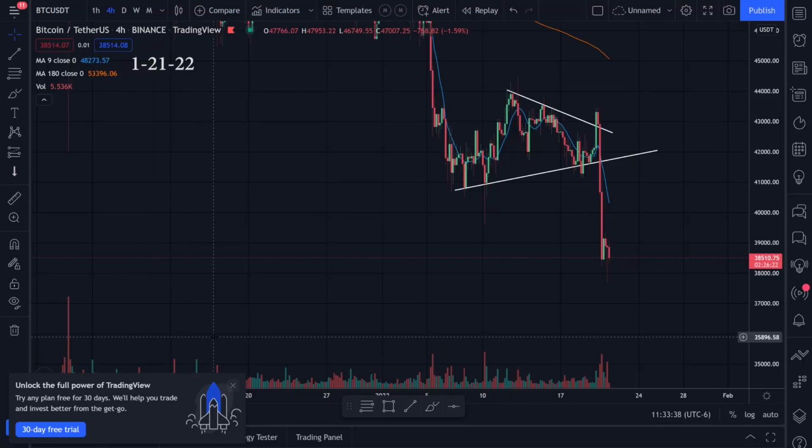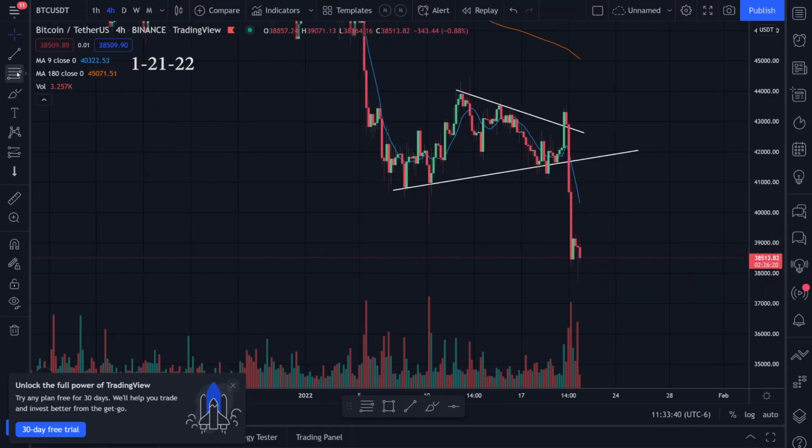Let's take a look at the chart action for Bitcoin. All right, so in my last video, we were watching this little triangle pattern. We had support right here, resistance right here, resistance right here. I was watching these two trend lines. We actually broke them a couple times.